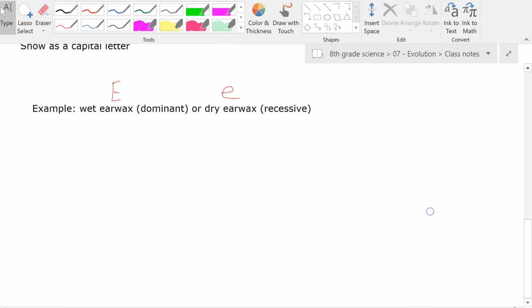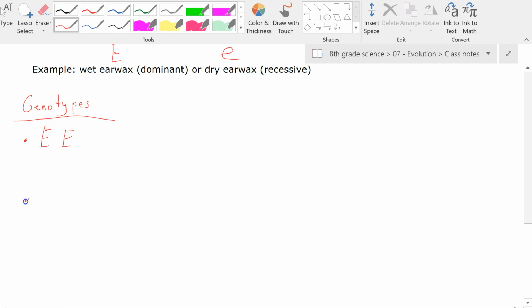So there are three possible genotypes. Genotypes being what your DNA looks like. We could have a big E, a dominant from mom, and a big E, dominant from dad. We could also have a big E from mom, dominant from mom, and a little e from dad. Or we could have a little e from mom and a little e from dad. Now, these are the three different combinations of those genes. We call them the three possible genotypes.